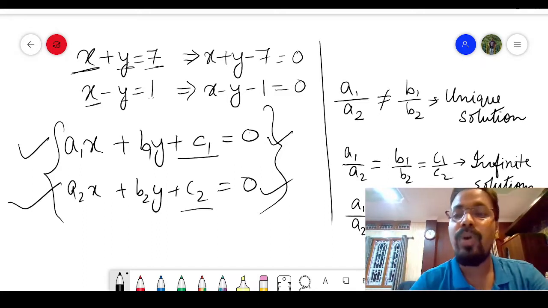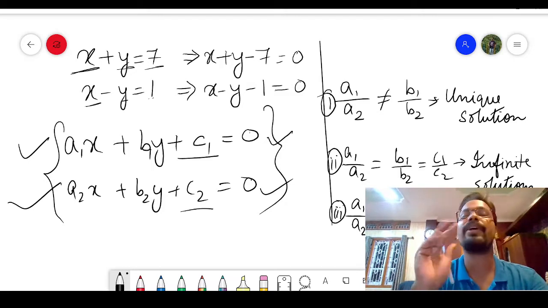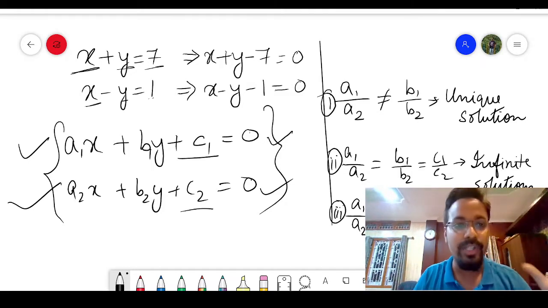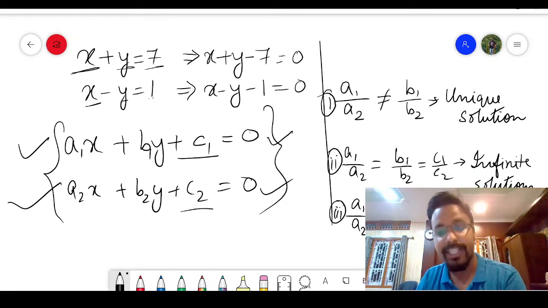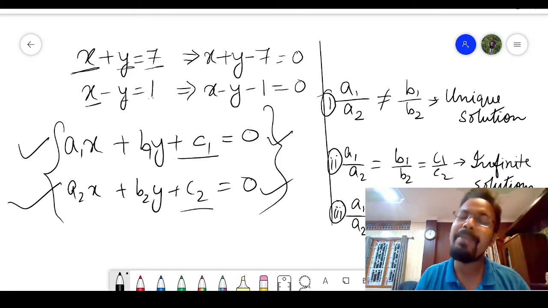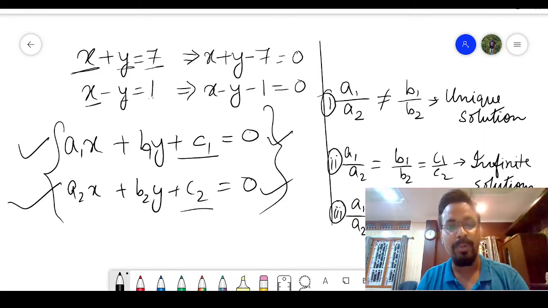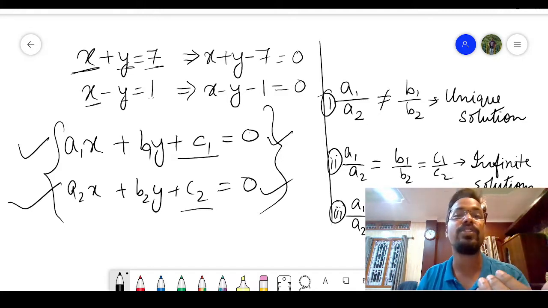Okay, so in the first case, we have unique solution. Unique solution means only one single pair of solution. X equal to 4, y equal to 3, done. That is the only pair of solution we have, and that is our unique solution. In the second case, what we have seen, if all the ratios are equal, then they have infinite number of solutions. Done. Many solutions you will get. The third one is a1 by a2 is equal to b1 by b2 but not equal to c1 by c2. In this case, the equations will have no solution, means you can't solve the equation.